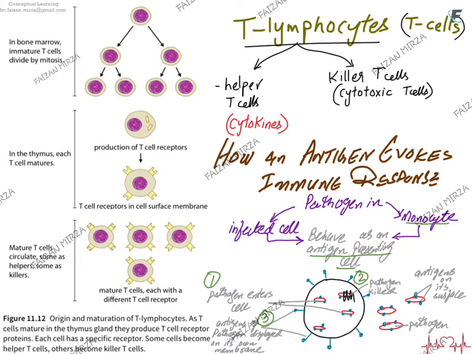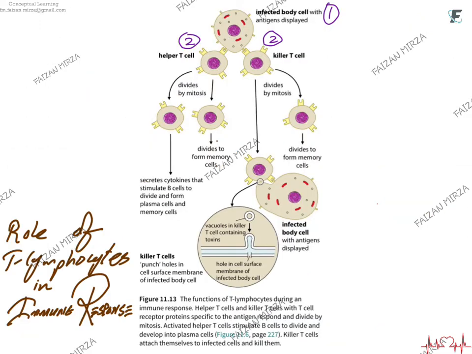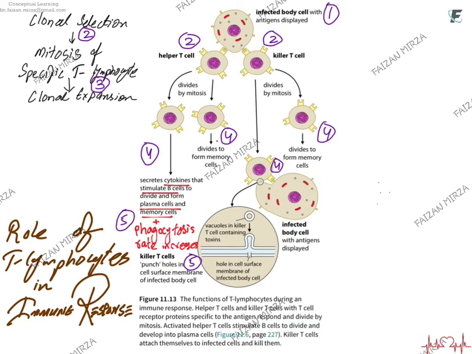So this monocyte or this infected cell becomes an antigen presenting cell. An antigen presenting cell is doing what its name suggests. It presents the antigen to the T cells, and the T cells are helper T cells or killer T cells, and they can respond to it. How the helper T cells and killer T cells function is what's happening here.